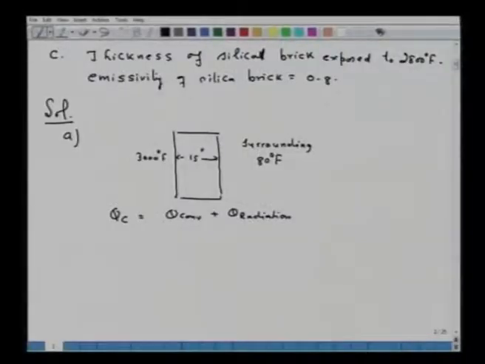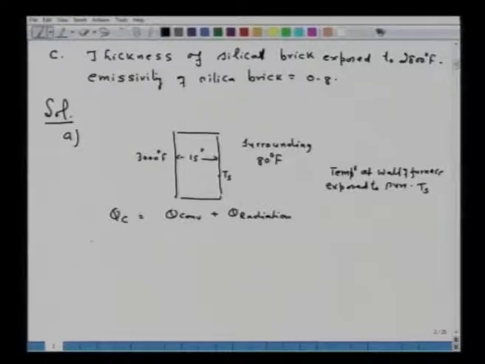So, Q conduction. Let us assume that the temperature at the wall of the furnace exposed to the surrounding is equal to Ts. So, this temperature is Ts. In fact, the Ts temperature is unknown.